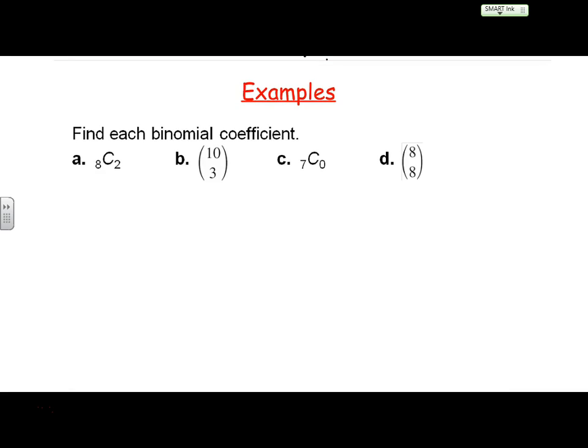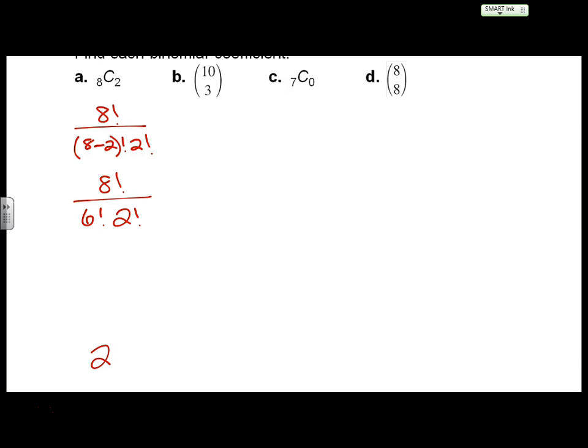So, how would we set up just plugging and chugging 8 choose 2? 8C2. On top, 8 factorial. On bottom, how's the formula go? N minus R factorial times R factorial, which ends up with 8 factorial all over 6 factorial times 2 factorial. Now, kiddos, how am I able to say that's 28?